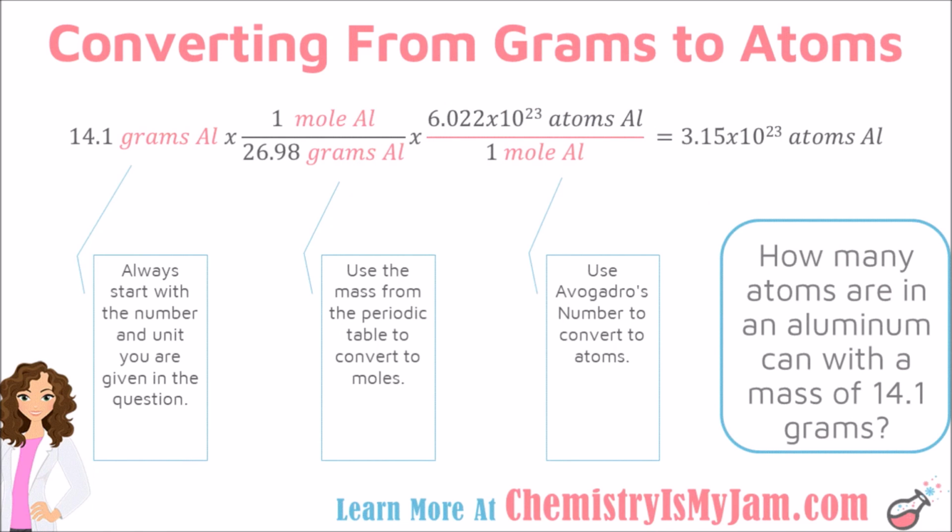Just a few things to reiterate about the process. You always start with the number and the unit from your question, and then whatever unit you start with has to go on the bottom of the next fraction. Whatever unit's on the top of one fraction goes on the bottom of the next fraction. And every step is going to involve moles somehow. We're always going to either be coming to moles or going from moles.